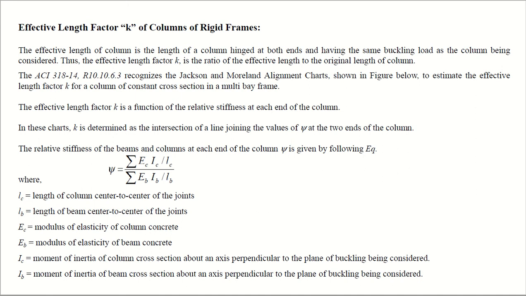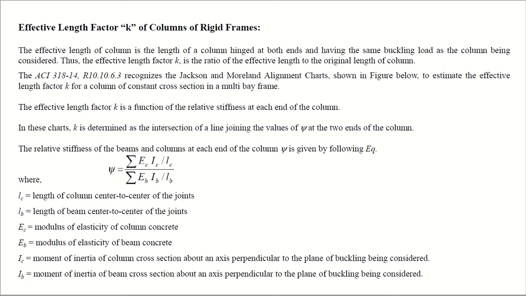The effective length of a column is the length of a column hinged at both ends and having the same buckling load as the column being considered. Okay. Thus, the effective length factor K is the ratio of the effective length to the original length of the column. And for the column hinged at both ends, the effective length factor K is equal to 1. The ACI code recognizes the Jackson and Moreland alignment charts shown in the figure above. I put the slide before.